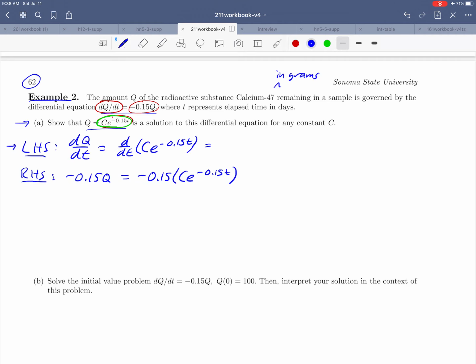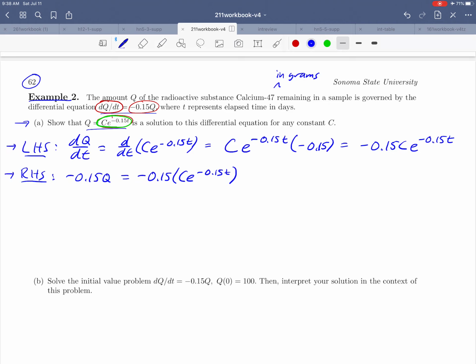It's asking us to take the derivative of this function, so we'll pull the C out, and then the derivative of e^(-0.15t) is just e^(-0.15t) times the derivative of the exponent, which is minus 0.15. And if we simplify that a bit, we get minus 0.15 Ce^(-0.15t). Okay, there's our left-hand side.